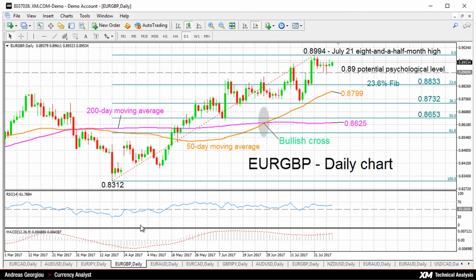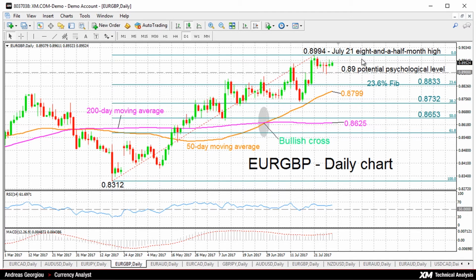Turning to euro pound on the daily chart, we can see that RSI is more or less flat, again suggesting neutrality in the very short term. However, the overall bias is to the upside, as evidenced by the MACD, which is positive, as well as above the red signal line. If the price advances, a barrier to the upside is likely to be formed by the July 21 8.5 month high of 0.8994 and the 0.90 handle.